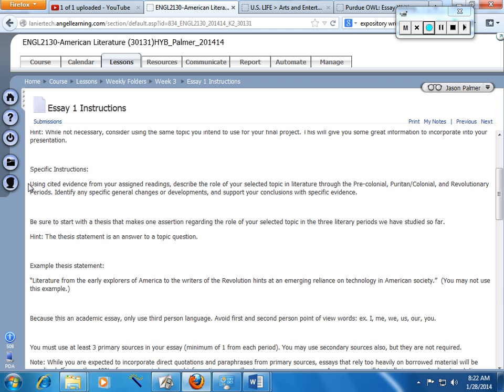All right, specific instructions: using cited evidence from the assigned readings. Assigned readings from the textbook and the outline of American literature. Those are the assigned readings. All right, for the essay, you don't have to go outside of the assigned readings. You need to start with the assigned readings. If you do end up going outside of the assigned readings, you better have started with evidence from the assigned readings. Right?